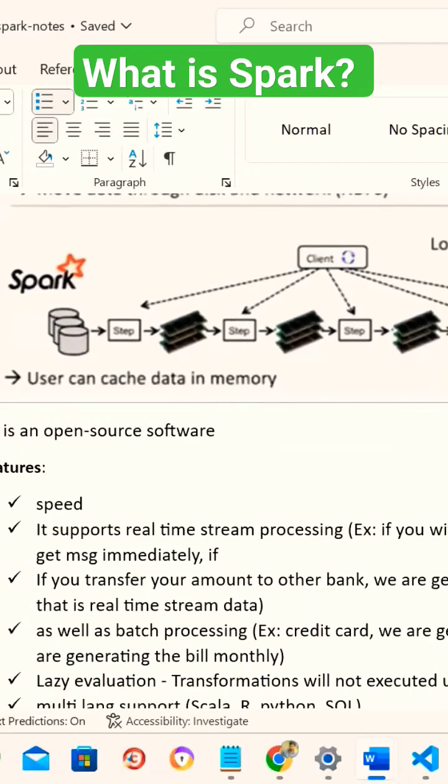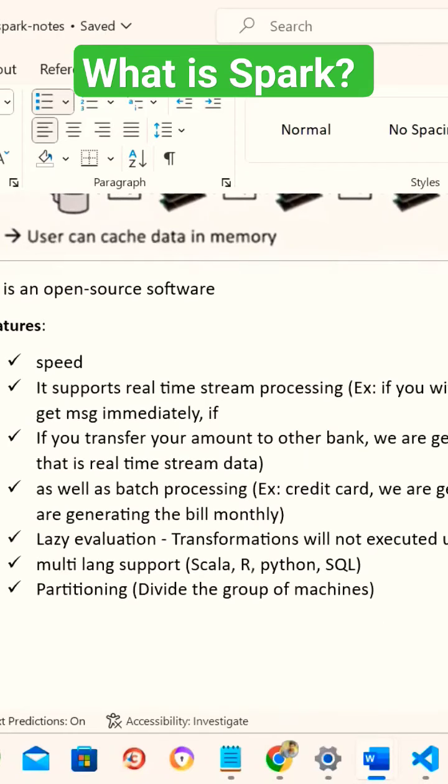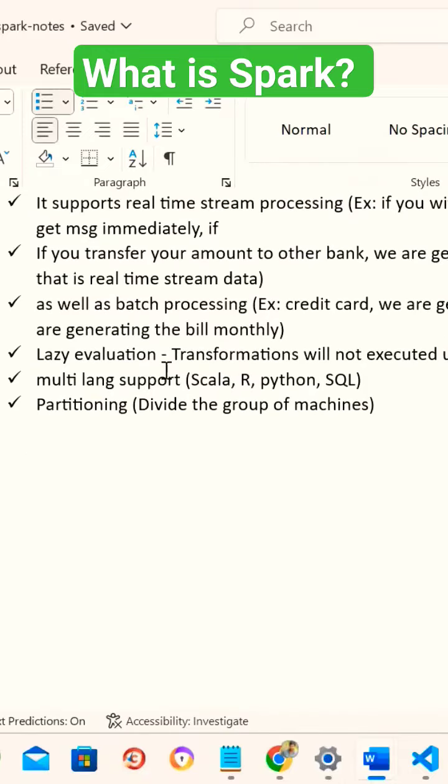It's free, and Spark is very fast, and it supports real-time stream processing. It is one of the main advantages. And it has lazy evaluation. Once you have done your transformations, until you apply an action, they will not be executed. So if you do not do the actions, your transformations will not be executed. That is the purpose of lazy evaluation.